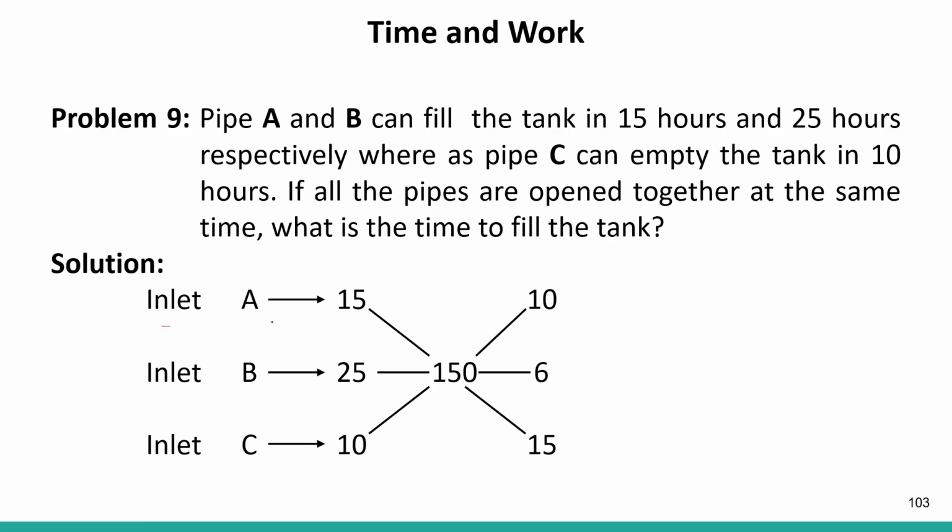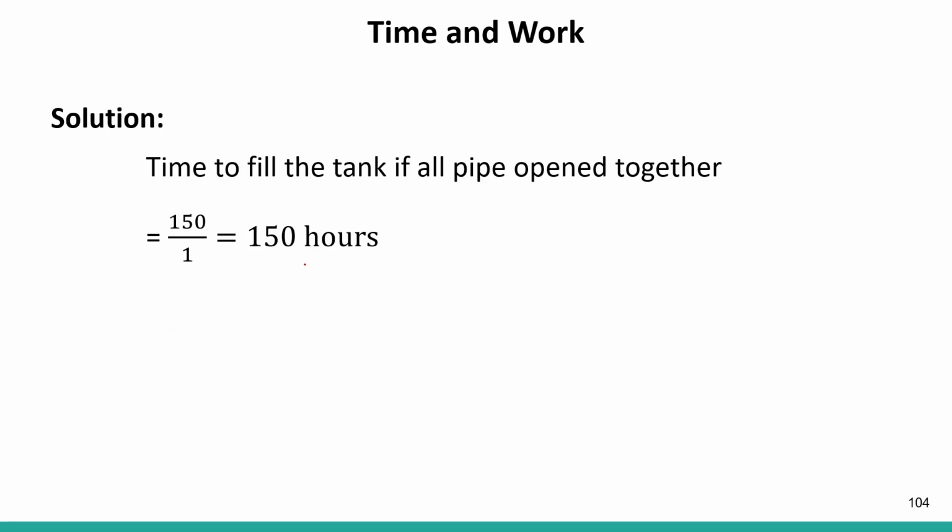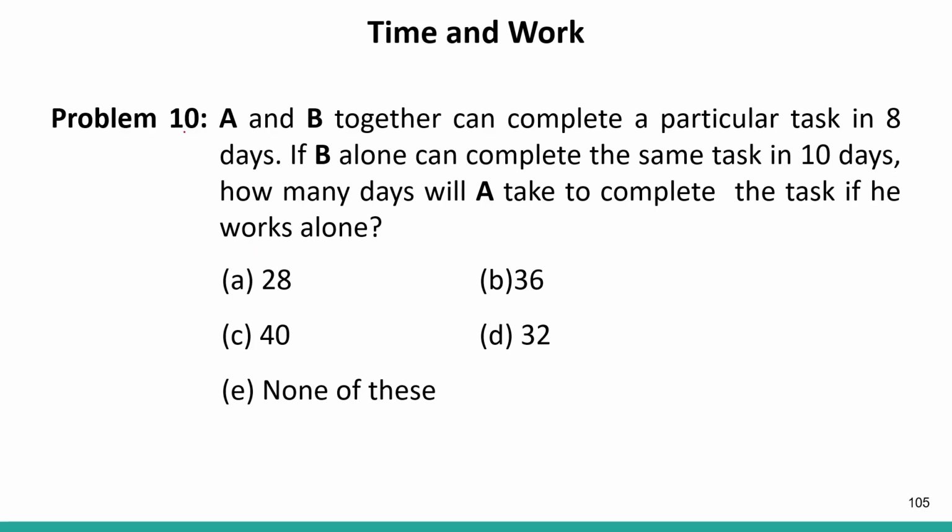So inlet A is 15 hours, inlet B 25 hours, inlet C is 10 hours. So 150 is the LCM. Okay. So 10, 6 and 15 will be the numerators. Okay. So 150 by 1 is equal to 150 hours. Let's go forward with problem number 10.